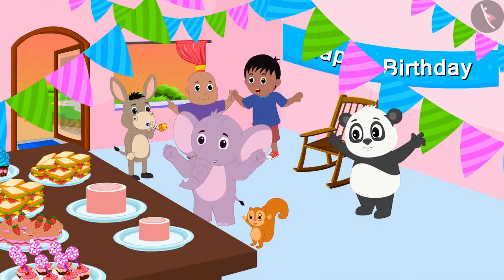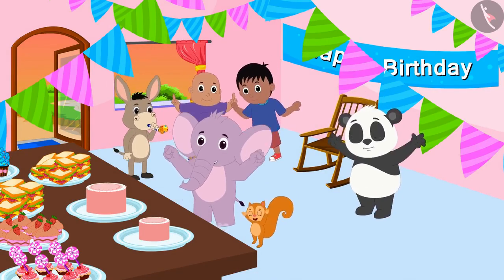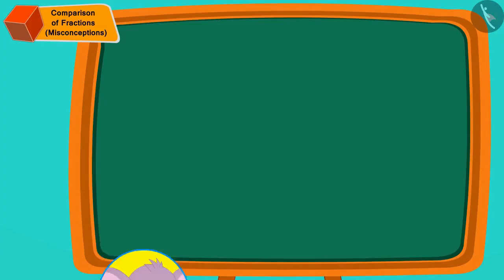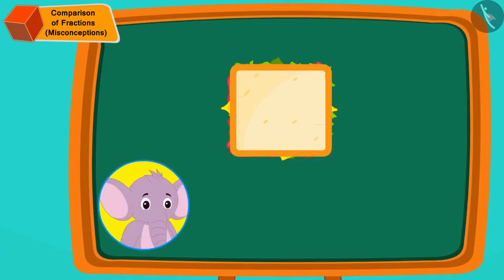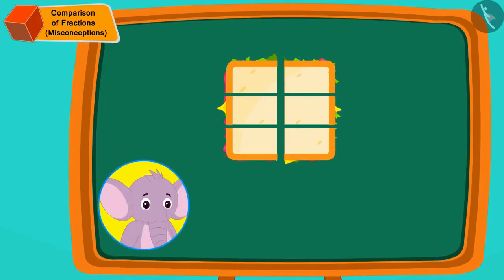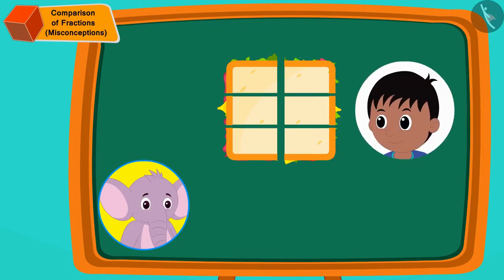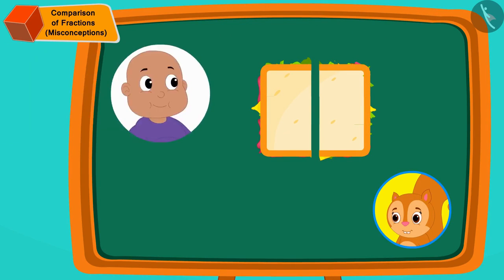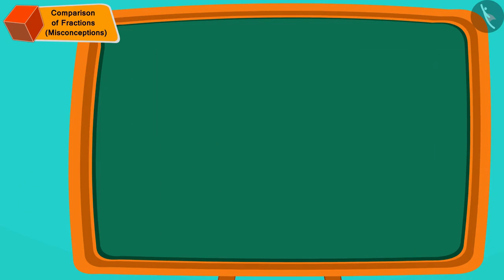Now Appu and Chanda have made delicious sandwiches for all the party guests. Appu cut the sandwich into 6 equal pieces like this and gave Raju 1 piece or 1/6 part, while Chanda cut her sandwich in 2 equal parts and gave Bablu 1 piece or 1/2 part.